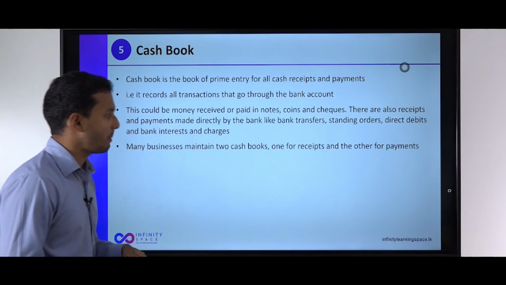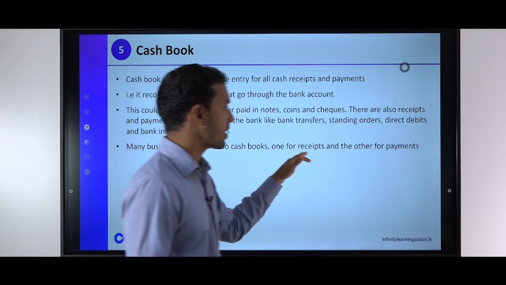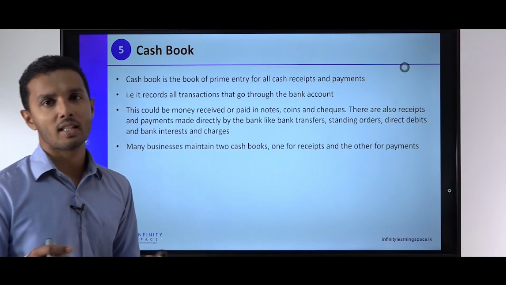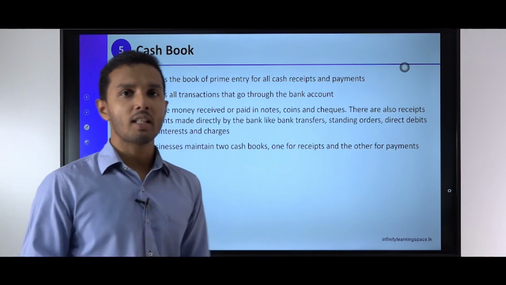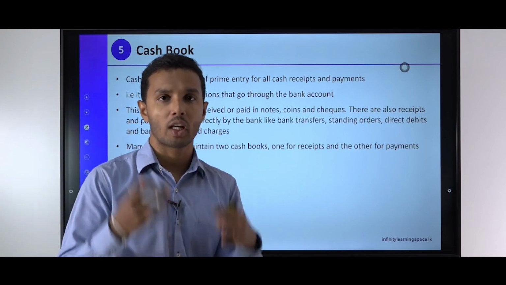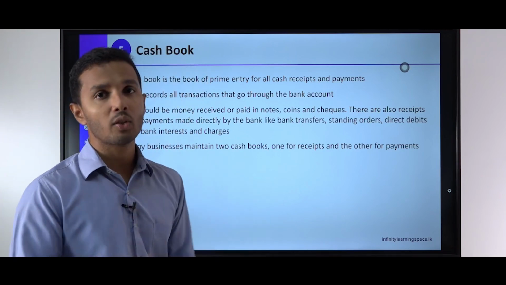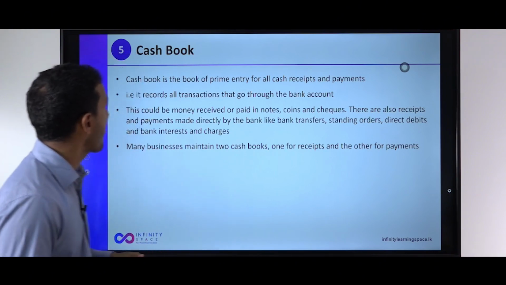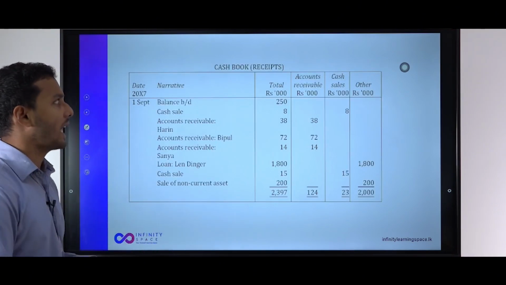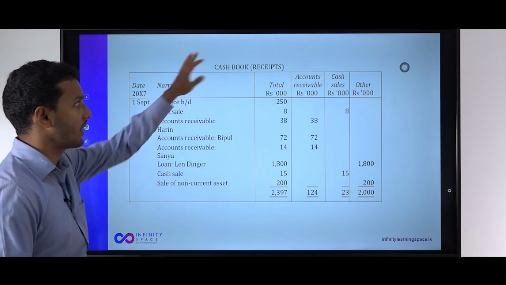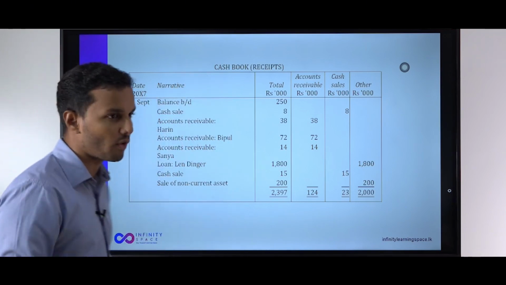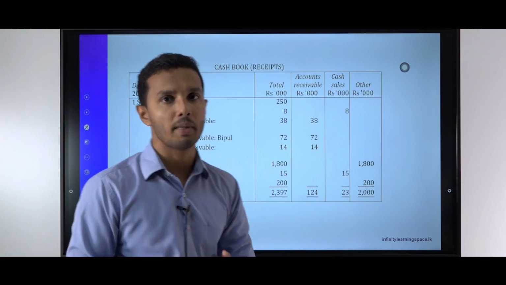Many businesses maintain 2 cash books, one for receipts and the other for payments, right? So normally businesses will have 2 cash books, one just to record cash inflows or cash receipts and the other one to record cash payments or cash outflows, right? So this is the format for a cash book, the receipt part. In this cash book, we are only recording cash inflows, money received by the business.